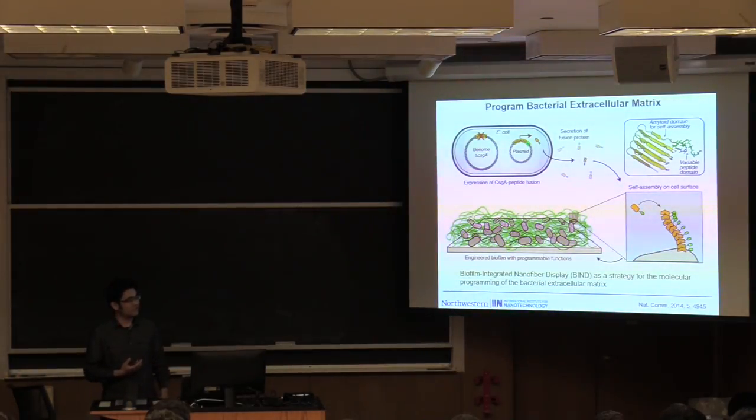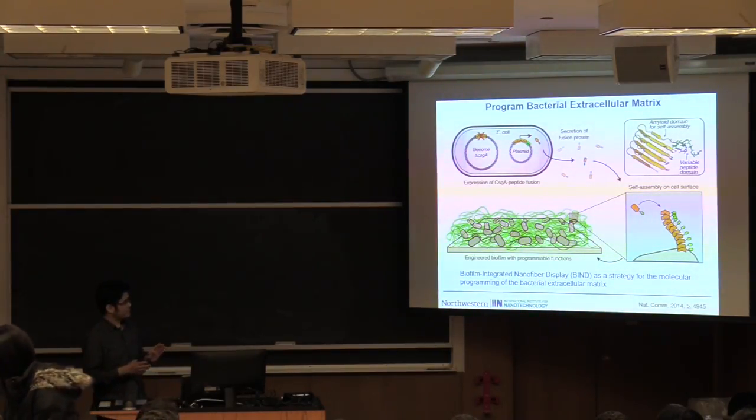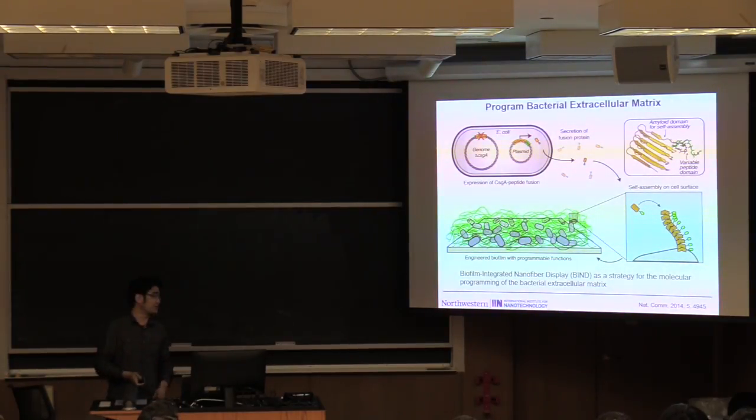So in 2014, a group at Harvard discovered a method called biofilm integrated nanofiber display. Actually, the professor did it at Northwestern, I think last September. The method they used here is to encode E. coli with a plasmid to secrete different fusion proteins, mainly constructed from amyloid domains for the assembly, and they can attach different peptide domains to the end of these amyloid assembly structures for further functionalization.